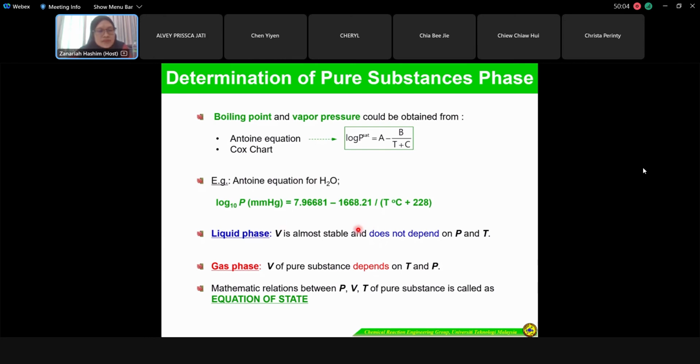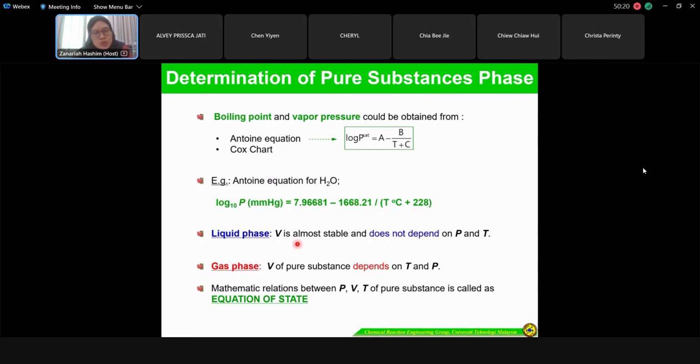So in the liquid phase, V is almost stable and does not depend on P and T. What it means is that the volume is almost fixed. Let's say you have 100 milliliter of water, so the volume is 100 milliliter.